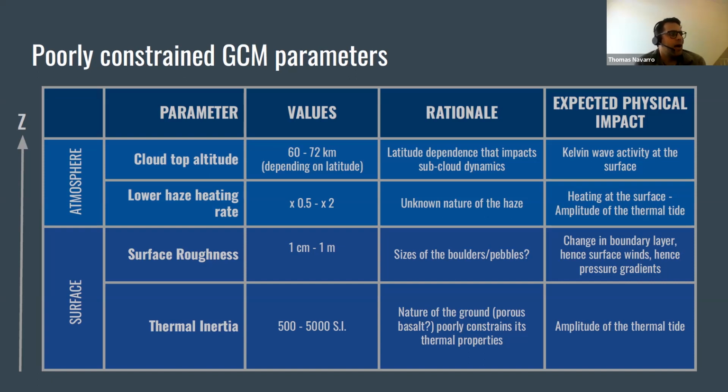Then we have little estimate of what's called the surface roughness. The roughness is the typical average size of the rugosity of the surface. Is it 1 centimeter pebbles versus 1 meter boulders? And the size of the rugosity will impact the friction in the boundary layer and in turn have an impact on the surface winds. Another poorly constrained parameter is the thermal inertia, because we don't really know the nature of the ground, what the porosity of the ground is, and that will constrain the thermal properties.